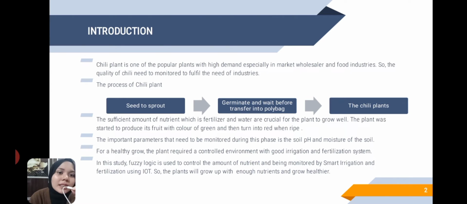For healthy growth, the plant requires a controlled environment with a good irrigation and fertilization system. In this study, fuzzy logic is used to control the amount of nutrients, monitored by smart irrigation and fertilization using IoT. So, the plants will grow up with enough nutrients and grow healthier.